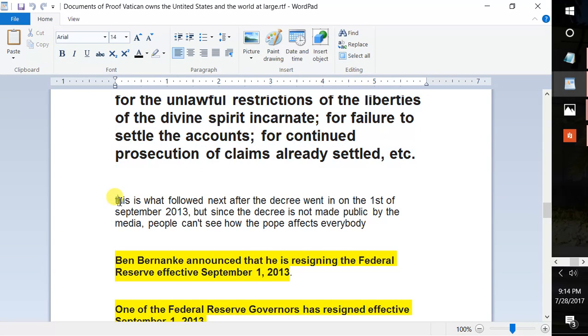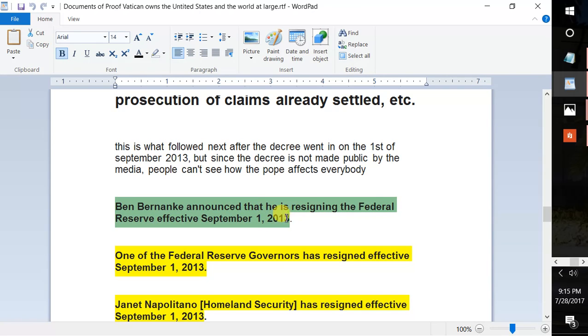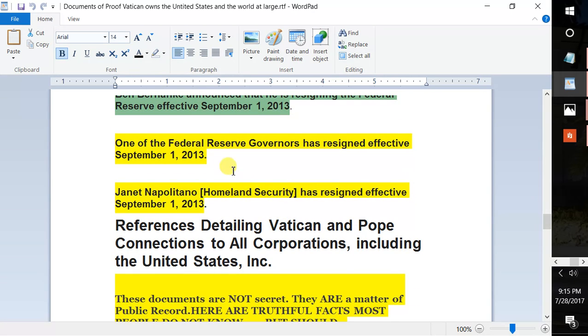It says here, this is what followed after the decree went in on the 31st of September 2013. But since the decree is not made public by the media, people can't see how the Pope affects everybody, okay? So this particular law caused Ben Bernanke, the Federal Reserve chairman, to resign on September 1st. If you remember way back in 2013, Ben Bernanke resigned. Then some Federal Reserve governors also resigned. And then Janet Napolitano, Homeland Security, resigned effective on that date as well, after the law went into effect.